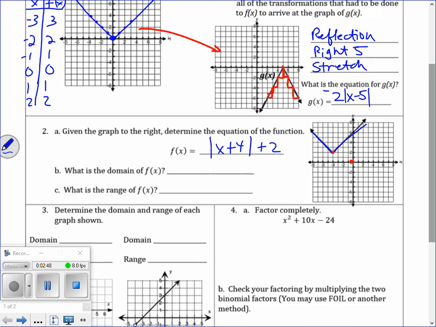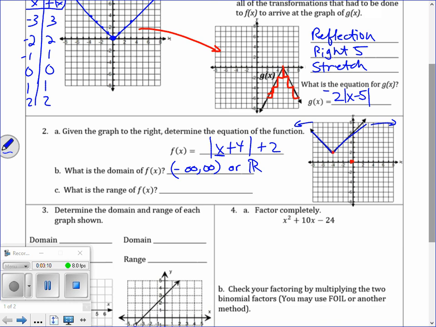So what's the domain? The domain, remember, is any number that you can plug in. So what can you plug in for x? Well, I can plug anything I want in for x. This graph opens up, goes to the right, goes to the left, forever. So the domain is all real numbers. You can put -infinity to infinity, or you can put this double R for all real numbers, or you could write the words all real numbers.